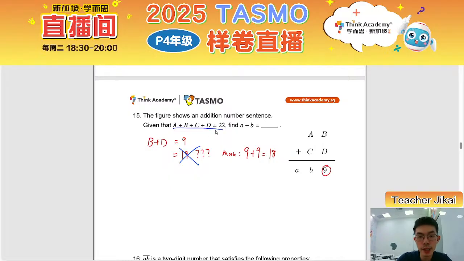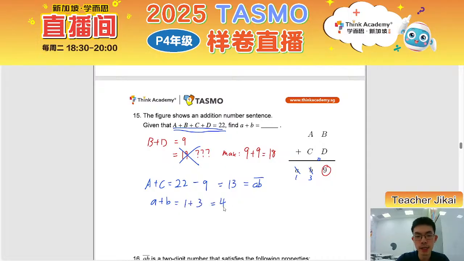And we know A, B, C, D added together is 22. So we know A plus C will be 22, we minus a 9, right? Total 22. We minus B minus D, so we minus a 9. So it will be 13. So B plus D is 9, so there's no carryover here, right? So AB is just A plus C. So it is 13. So we know this is 1, this is 3. So we have A plus B, 1 plus 3 being 4 here.